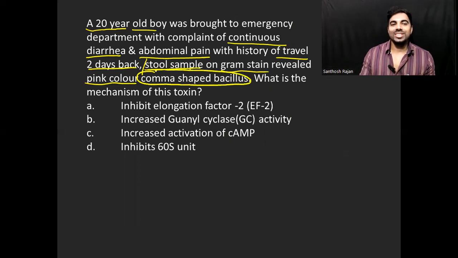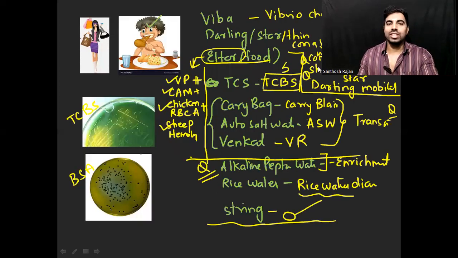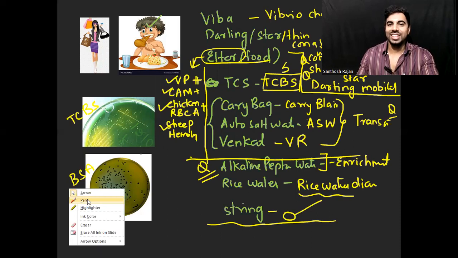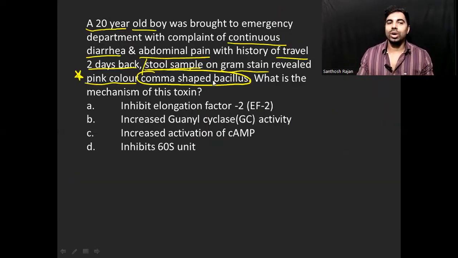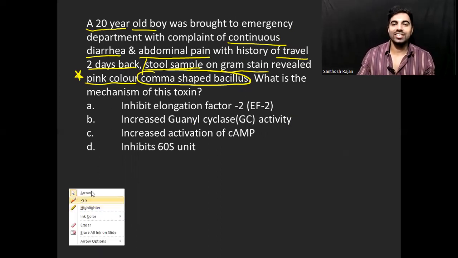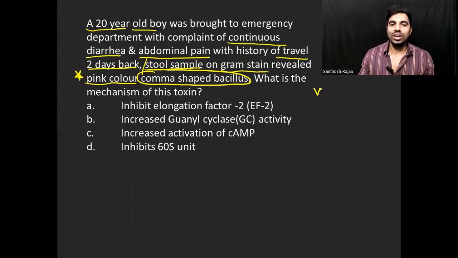You got the clue now? See, that's what I told you. Vibha was looking like what? Comma shape. She's very thin, comma shaped. I know many girls dream like this. So one of the girls is Vibha, thin like a comma. That's what I told you, and that's what the question has come. So you already got a clue, what? This is Vibrio cholerae. But they didn't ask that question. They're very clever, you know. So this is Vibrio cholerae. You found it.